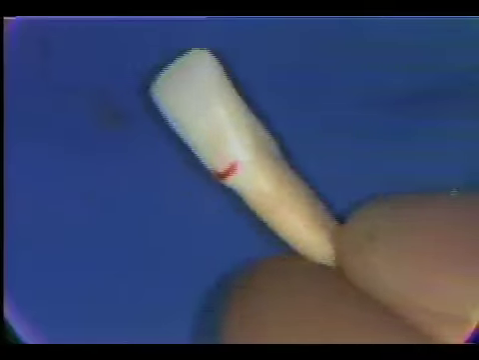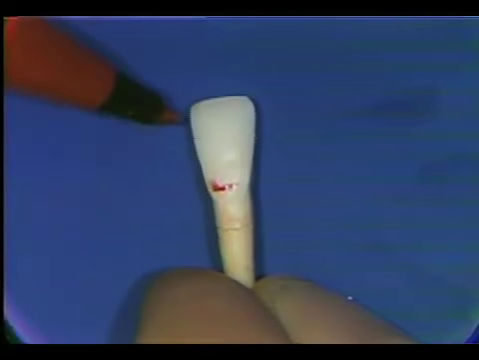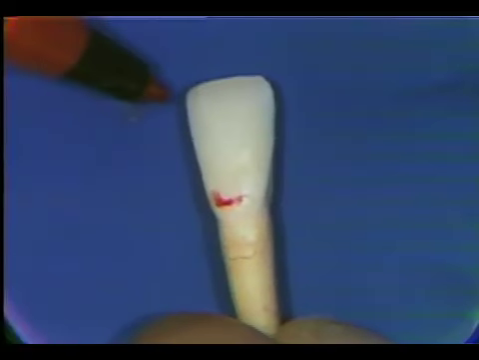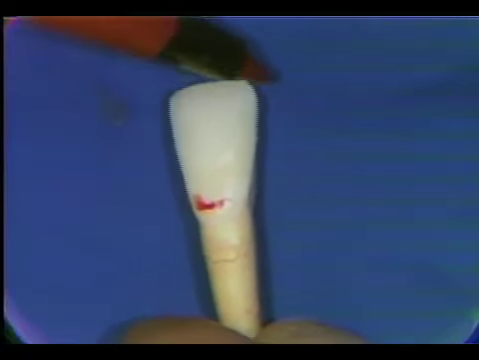Our height of contours, or what may be our contact areas, are located very close to the incisal edge, and again about equal on both the mesial and the distal, or the distal and the mesial. I can't tell which is which myself here.